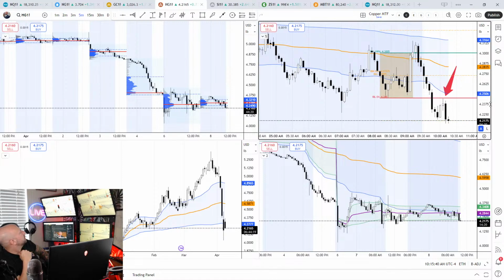Soybeans are bullish. Oil's kind of chopping around in value. Natural gas has returned to value. Gold is chopping around in value. Copper is in price discovery to the short side. Silver is very choppy in value.